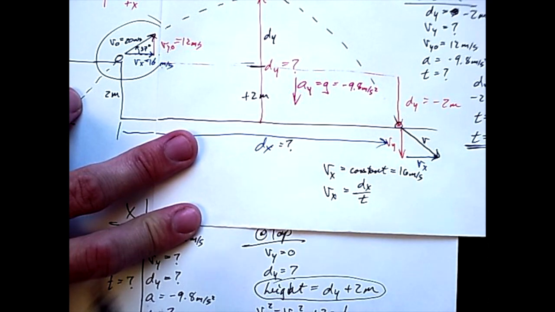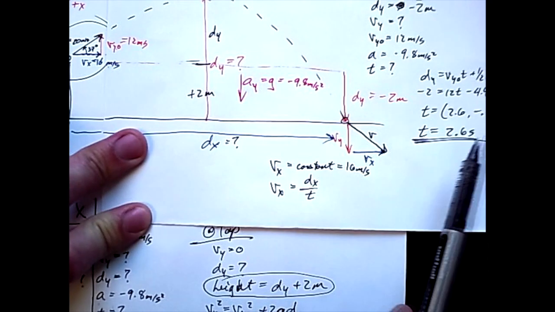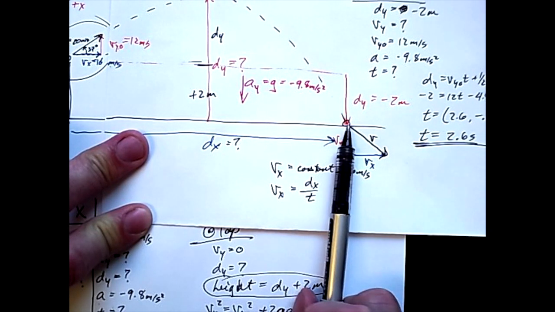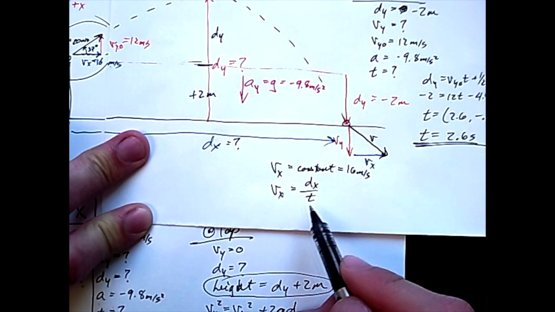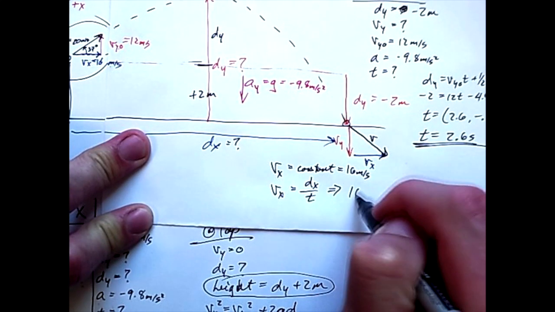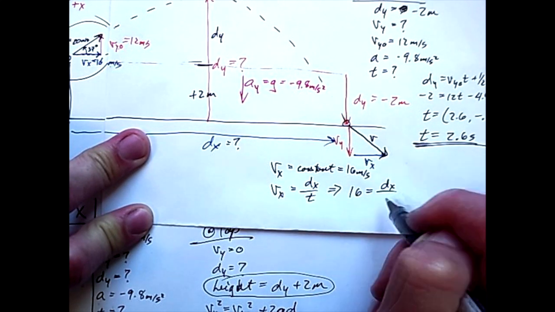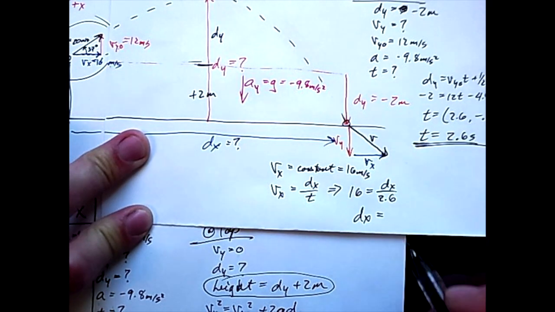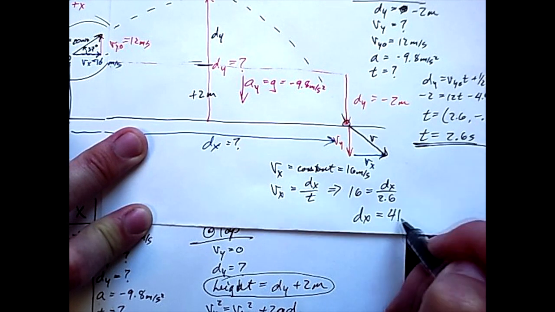We didn't do that anywhere else on the page so far. So this 2.6 seconds was the total time it took to get to the bottom, and so this t is the appropriate t that we will use here. This equation becomes 16 equal to dx over 2.6. We simply multiply by 2.6 and we see that dx is 41.6 meters.